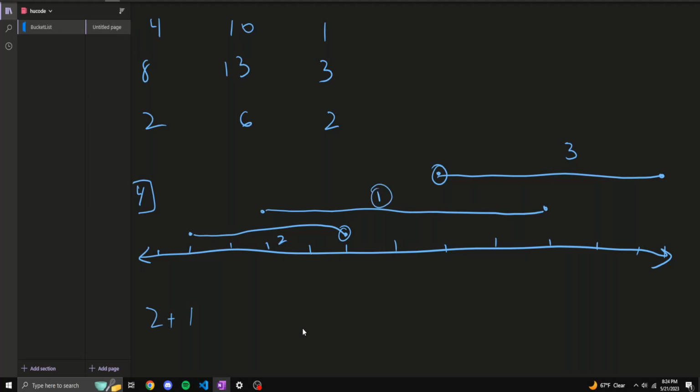But since this cow is still using bucket 1, we will need to add one more bucket. That's 2 minus 3, we need one more bucket, and 2 plus 1 plus 1 equals 4. And that's how we get our answer, 4.